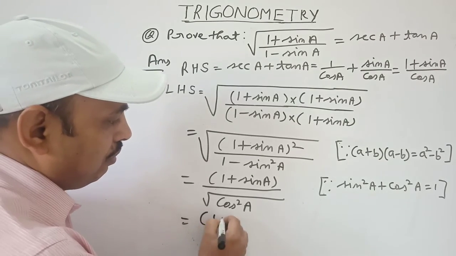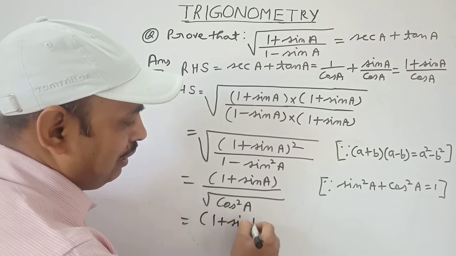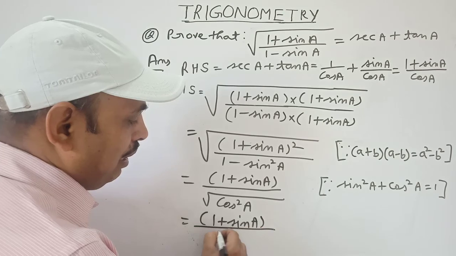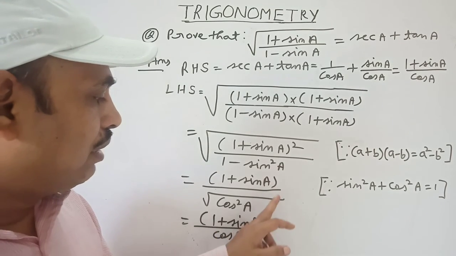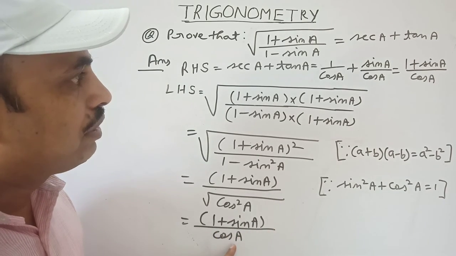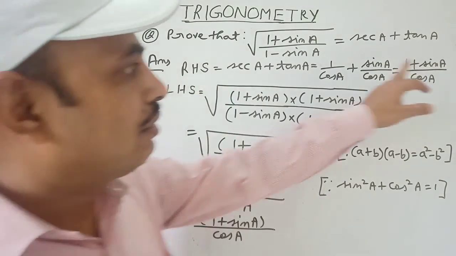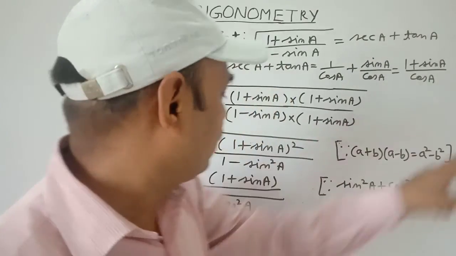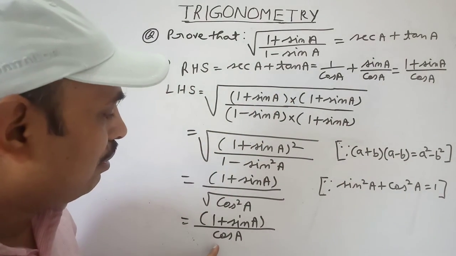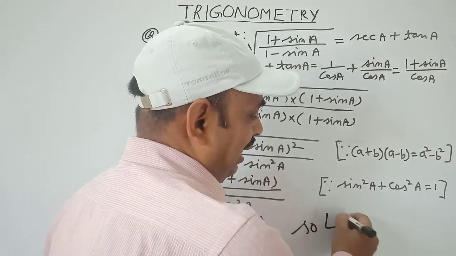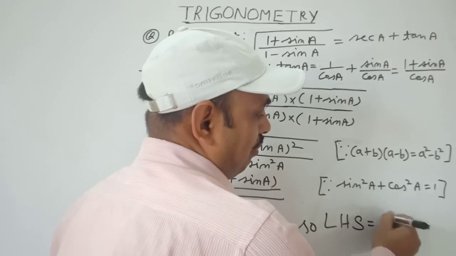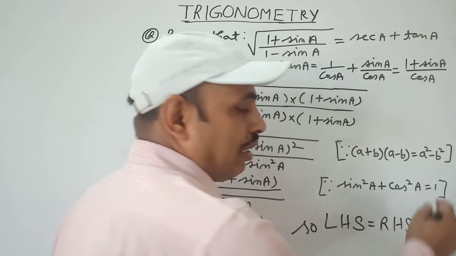Take the square root: (1 plus sin A) divided by cos A. So RHS is 1 plus sin A upon cos A. LHS is 1 plus sin A upon cos A. So LHS equals RHS.